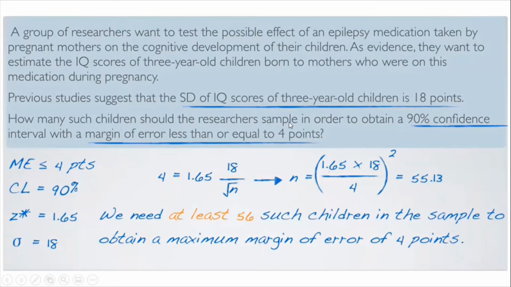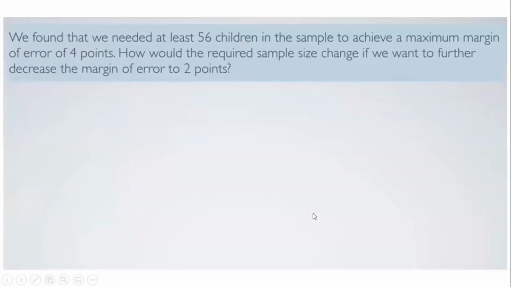So again, if you want to make the margin of error narrower, then you need a greater sample size, and you can play around with it. We found that we need at least 56 children. How would the required sample size change if we want to further decrease the margin of error to 2 points? We now know that the sample size will increase, but how much? Let's take a look.